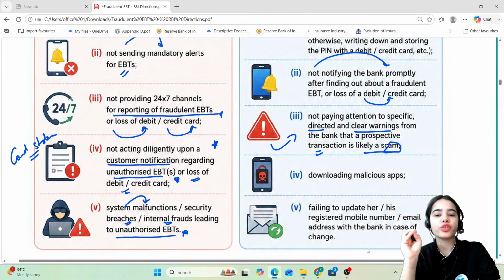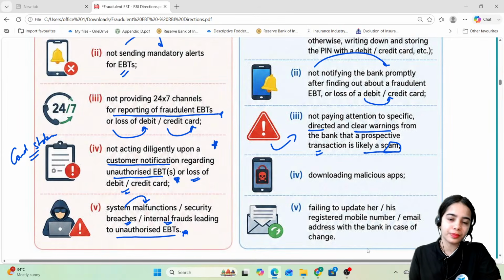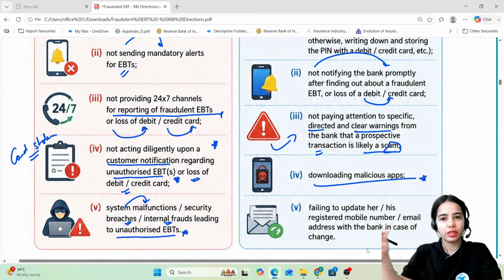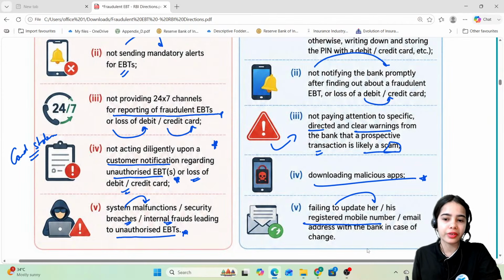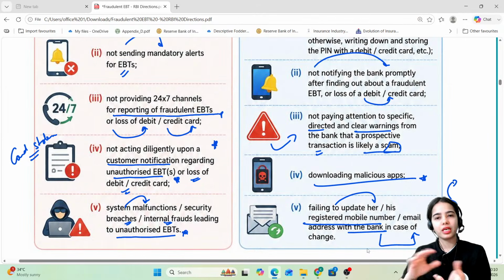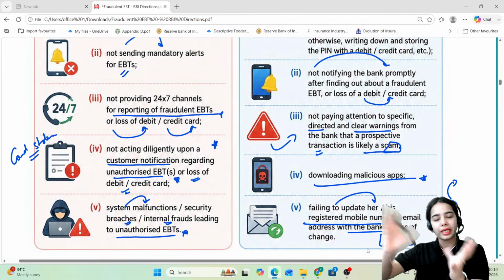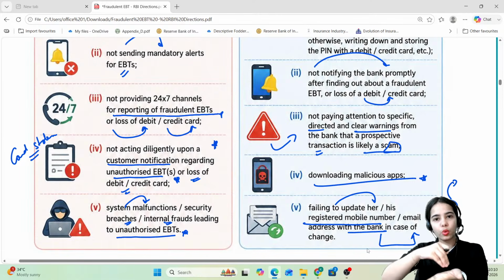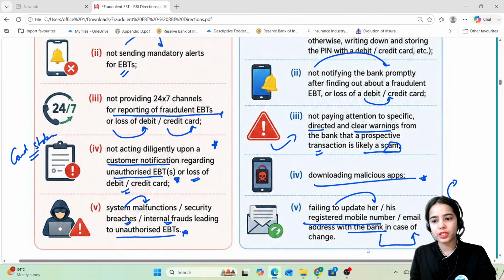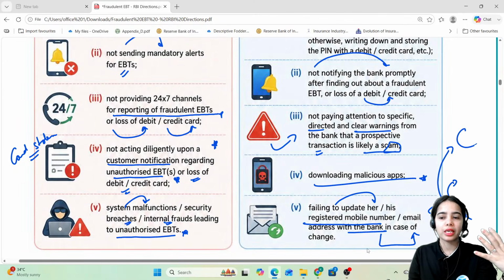So not paying attention to specific directed warnings of the bank, downloading malicious apps or clicking on links, failing to update her or his registered mobile number or email address with the bank in case of change. So your earlier number might be used, because after every 3 or 4 months the telecom company takes back old numbers, like you have the old number that is no longer being used, so the telecom company can give this old number to some other person.